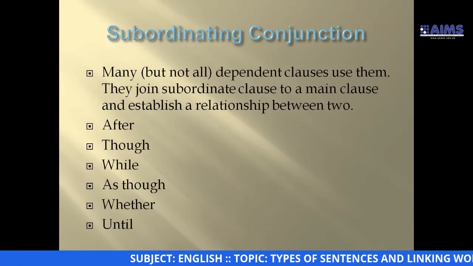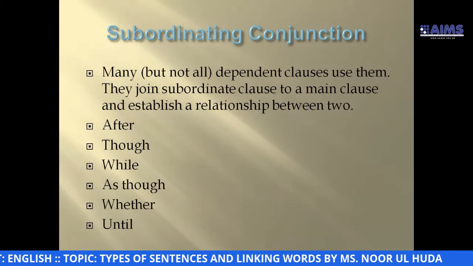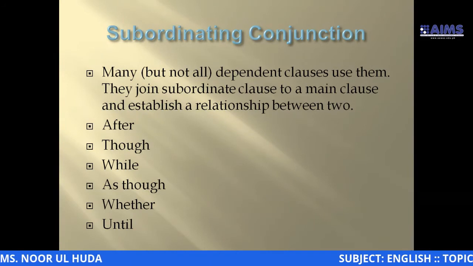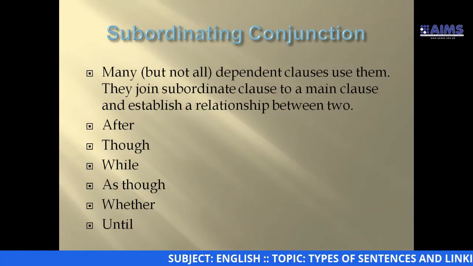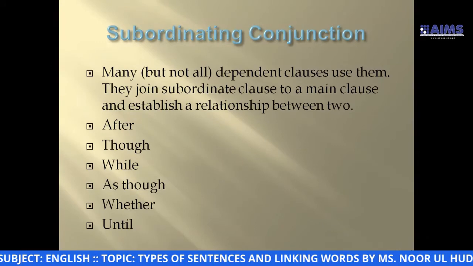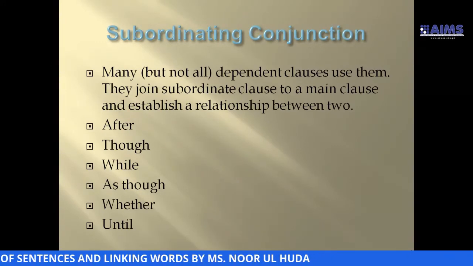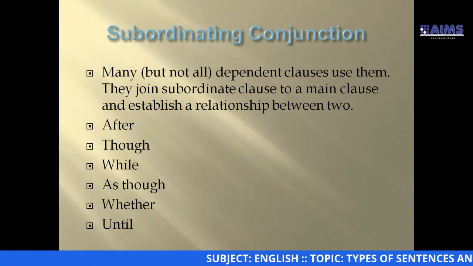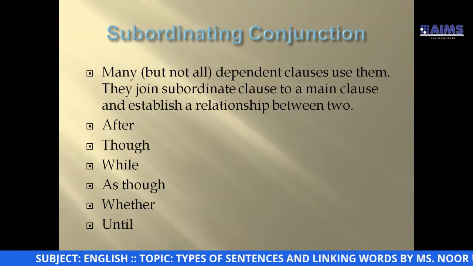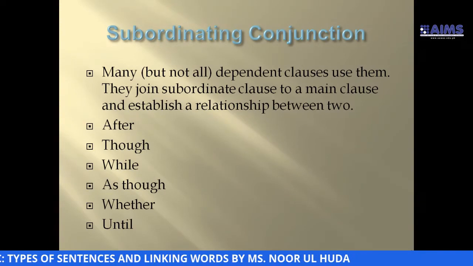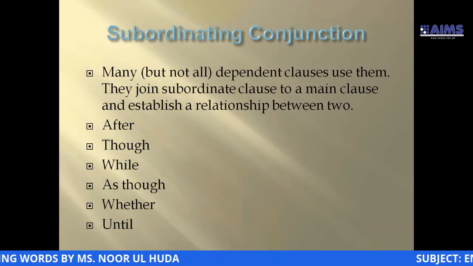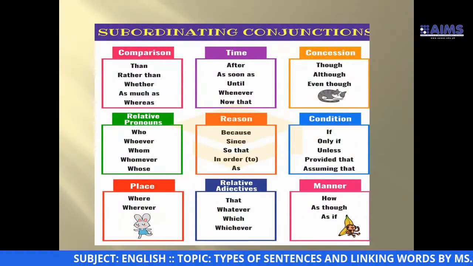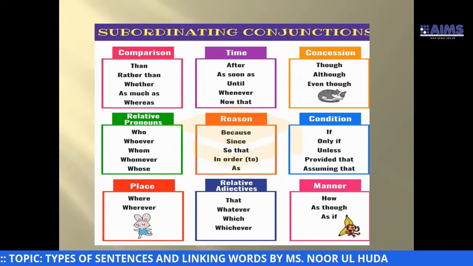Many dependent clauses use them, and they join a subordinate clause to a main clause and establish a relationship between the two. Meaning if subordinating conjunctions are used in a sentence, they form a dependent clause, and this dependent clause needs to be joined with an independent clause to form a complete sentence. A few examples are given here, like after, though, while, as though, whether, until. I have categorized them in the next slide by context.